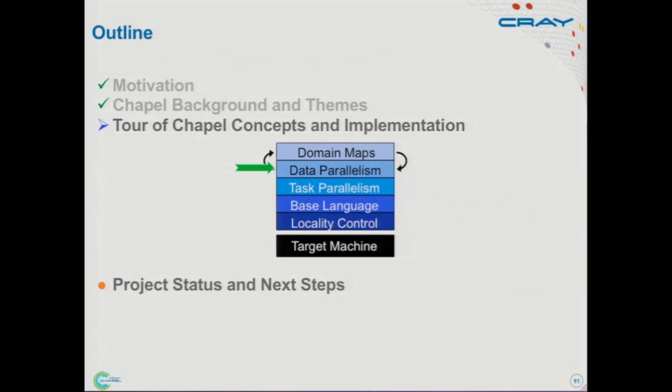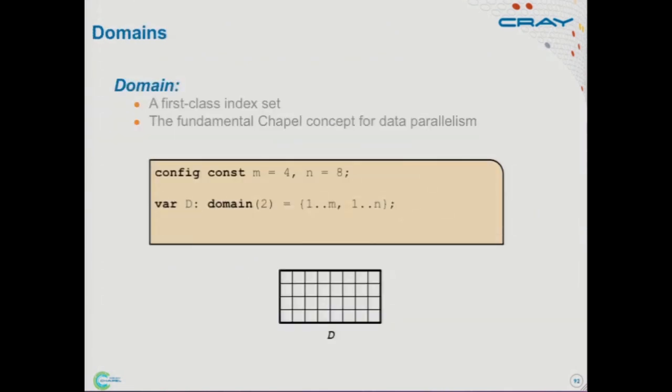So now we get to move into the very high-level, very fun features. Data parallelism. The key feature in Chapel for data parallelism is this thing we call a domain.